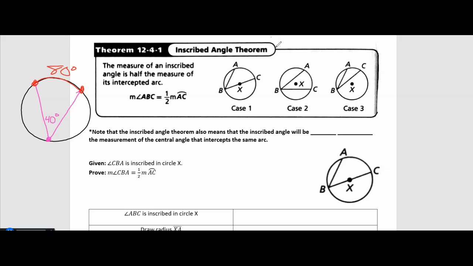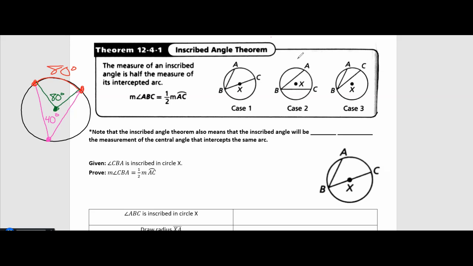So this is different from a central angle, right? A central angle, let me put this on here as well, has its vertex at the center of the circle. A central angle has the same measurement as its intercepted arc. Inscribed angles have a measurement that is half of the intercepted arc.